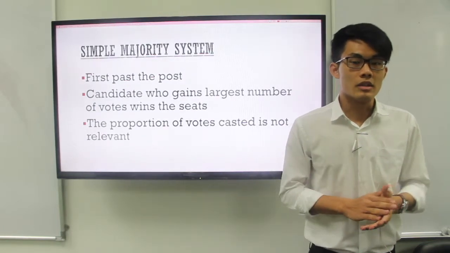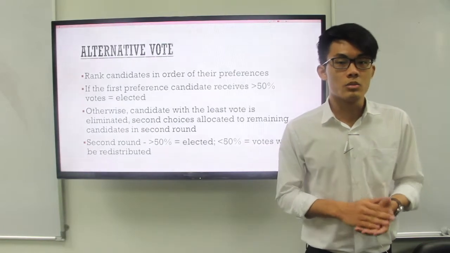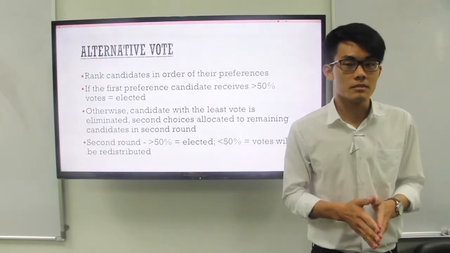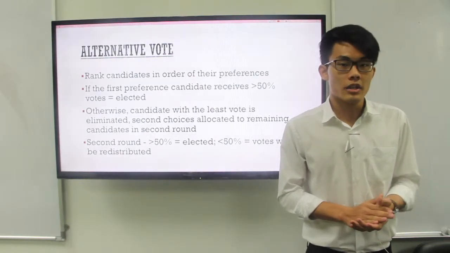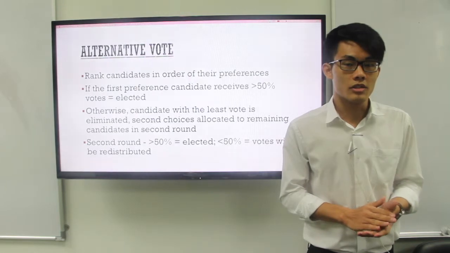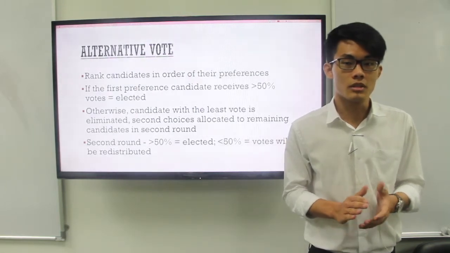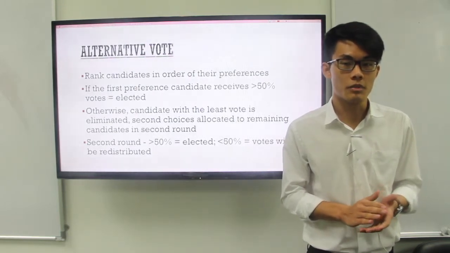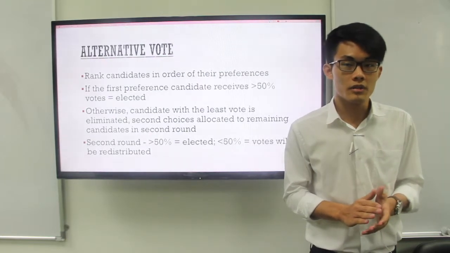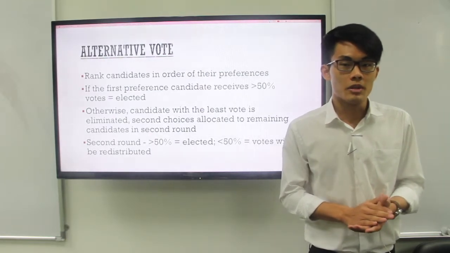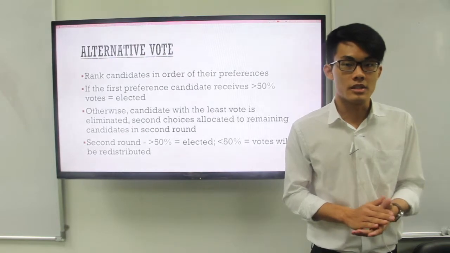The next is the alternative voting system. Next, we will talk about the alternative voting system. This majoritarian system maintains individual constituencies, yet introduces the notion of multiple votes in order of preference, and is often mistaken for being a proportional representation system.